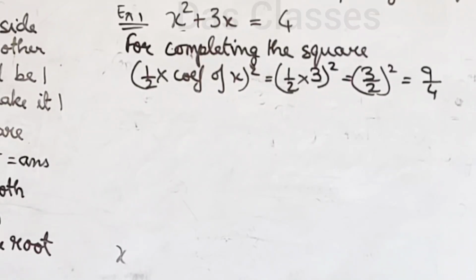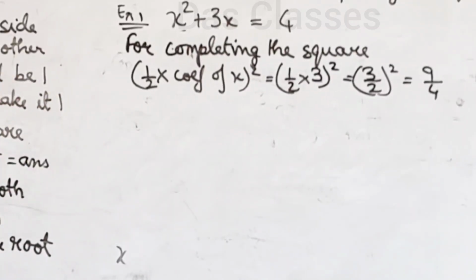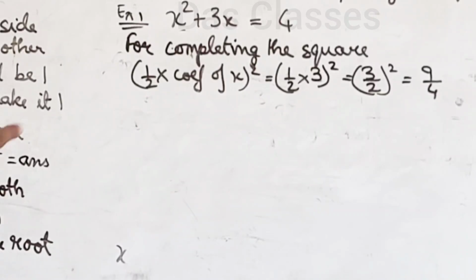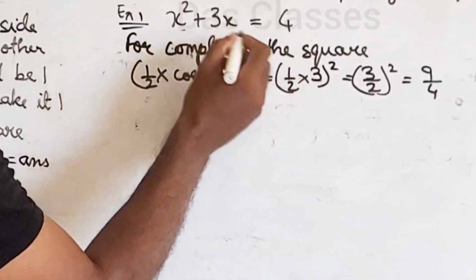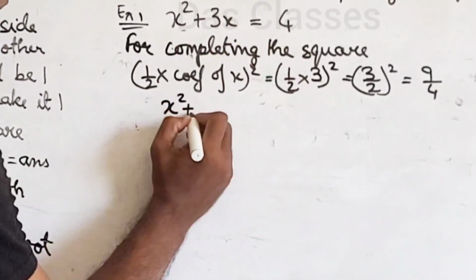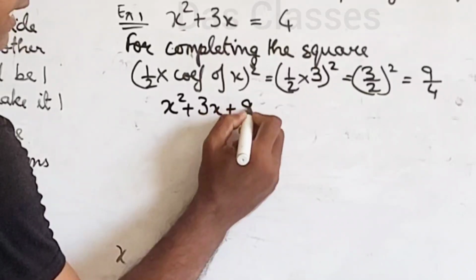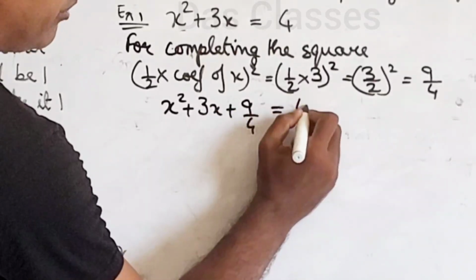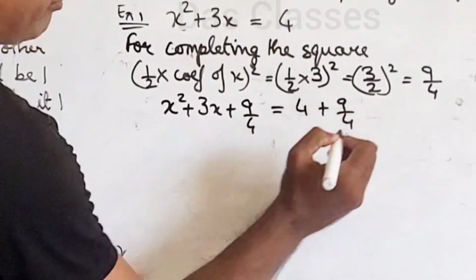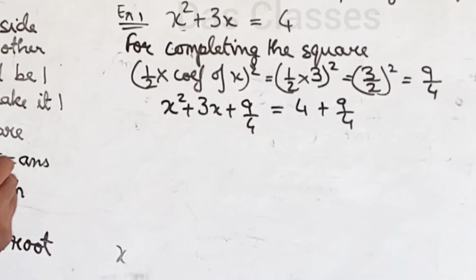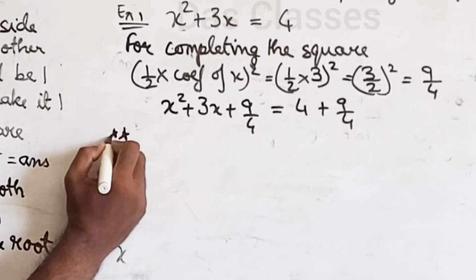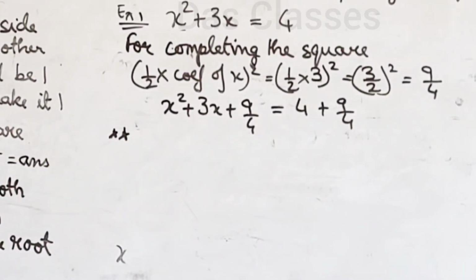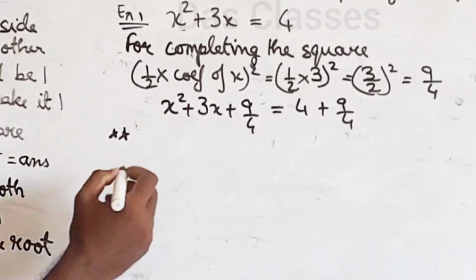Fourth step is add that answer. The answer we got is 9 upon 4, to the equation. I add the answer to both sides of the equation. So we'll add 9 upon 4 to both sides. x square plus 3x plus 9 upon 4 is equal to 4 plus 9 upon 4. Now this step is the most crucial step where students find it difficult. How do we take the root of this?